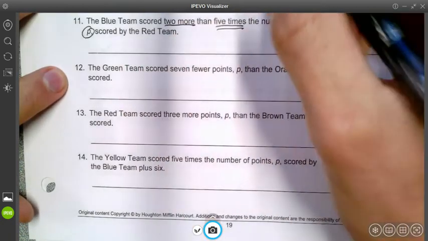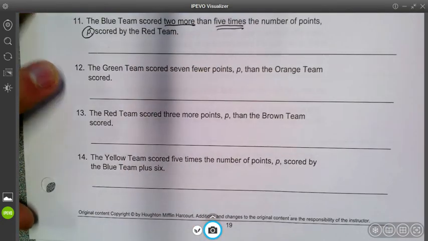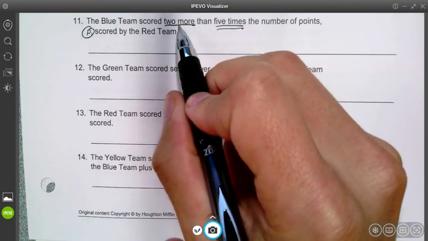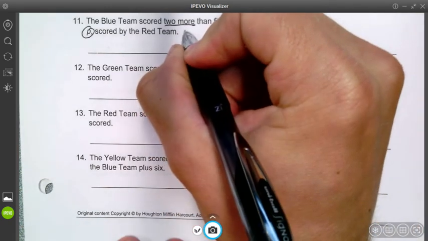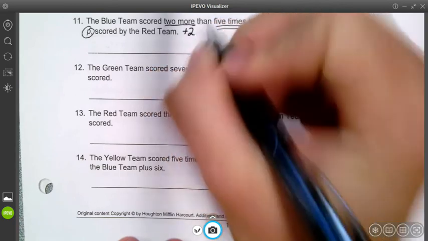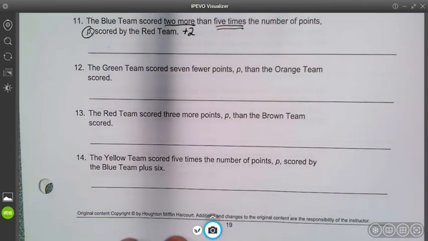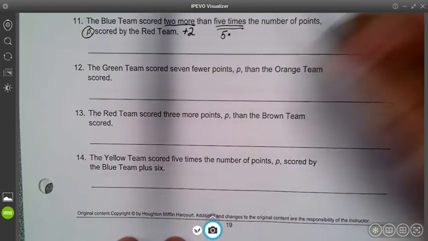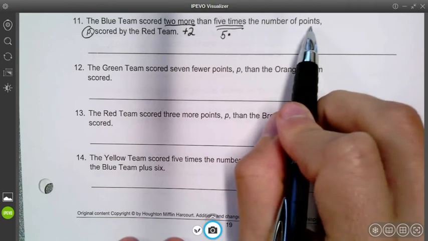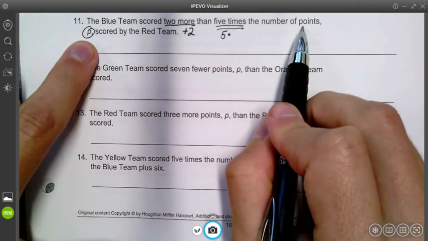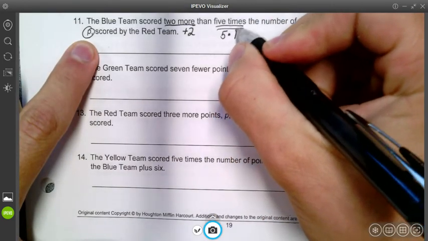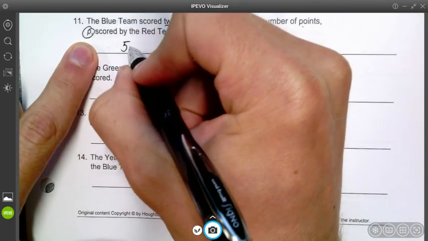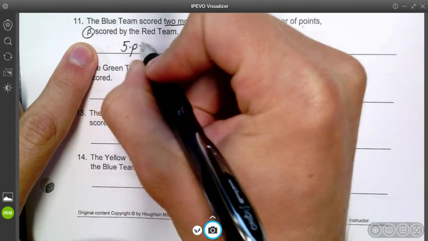Okay, so maybe I can even write an equation for this one, it looks like. But how do I say 2 more? What does 2 more mean? Well, 2 more would be plus 2. I have 2 more. 5 times, that's pretty easy. That's 5 times, but 5 times what? The number of points. Well, what is the number of points? Well, P is the number of points. So 5 times P. So my expression here could simply be 5 times P plus 2.